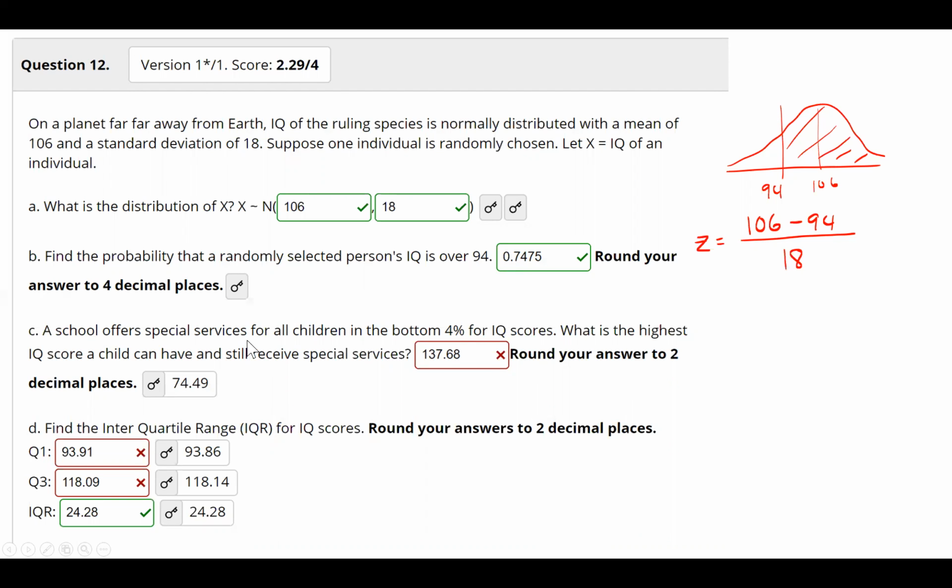The school offers a special service for all children in the bottom 4%. Ooh, this one's going the other way. What's the highest IQ score a child can have and still receive special service? So we want to know what's the highest, what's right at that 4% marker. All right, so let's go with it around to 2 decimal places only. Okay, let's go for it, but how do we do it?